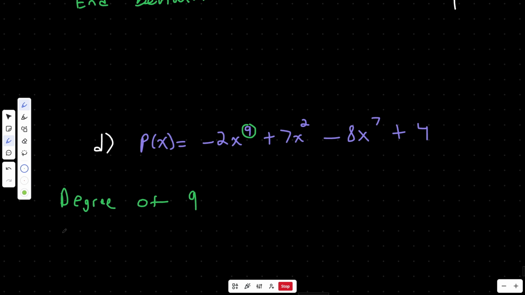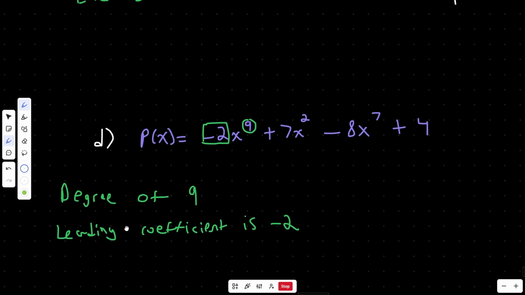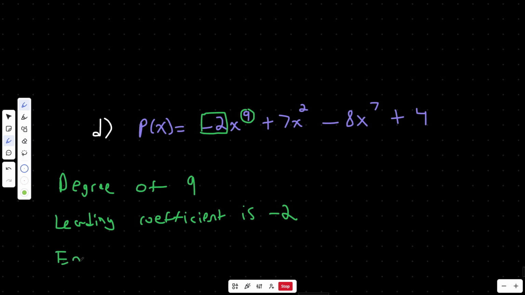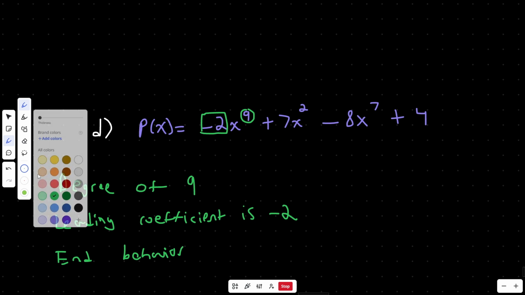And we can also figure out the leading coefficient, which is just going to be -2, because that's what's attached to it. So you can say leading coefficient is -2. And let's just write an end behavior. Okay, so let's analyze what's going on here.